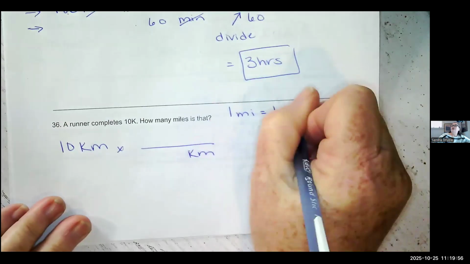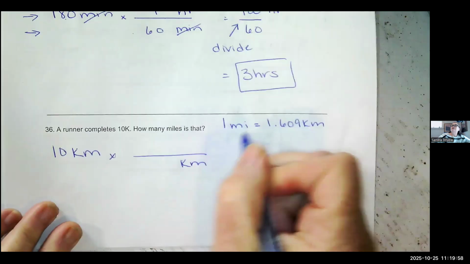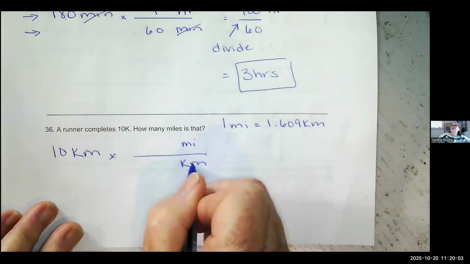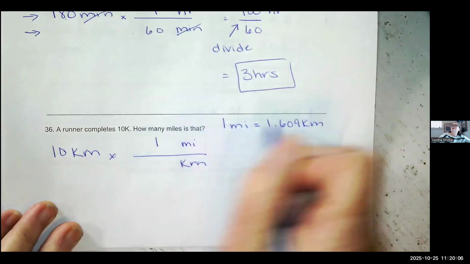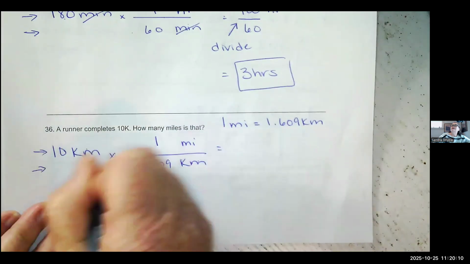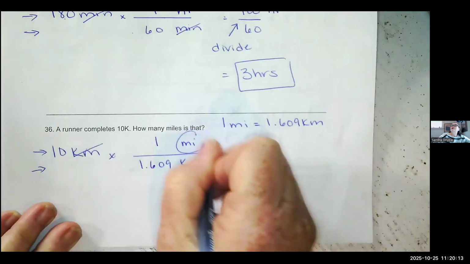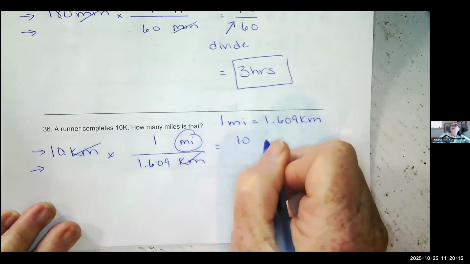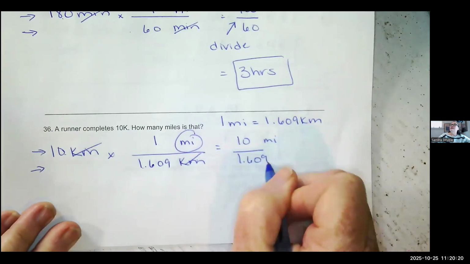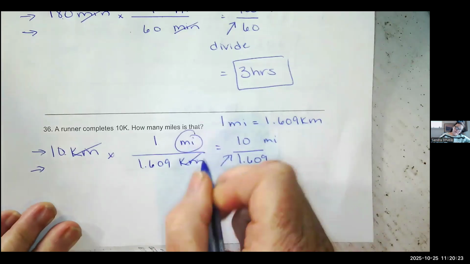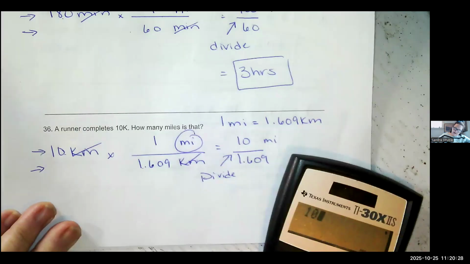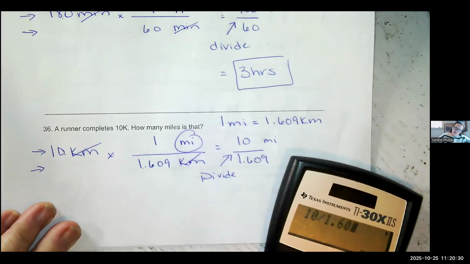Okay, so I have one step to get to miles. Kilometers are gone, left with miles. 1 mile is 1.609 kilometers. Multiplying straight across, kilometers are gone. I'm left with miles. 10 times 1 is 10. Don't forget your unit. Over, we've got 1.609 in the denominator. Because there's a number over number, you must divide. I do not want fractions. 10 divided by 1.609 is 6.215.